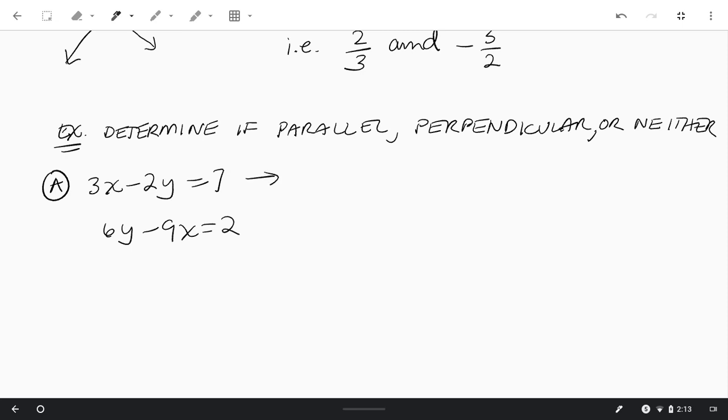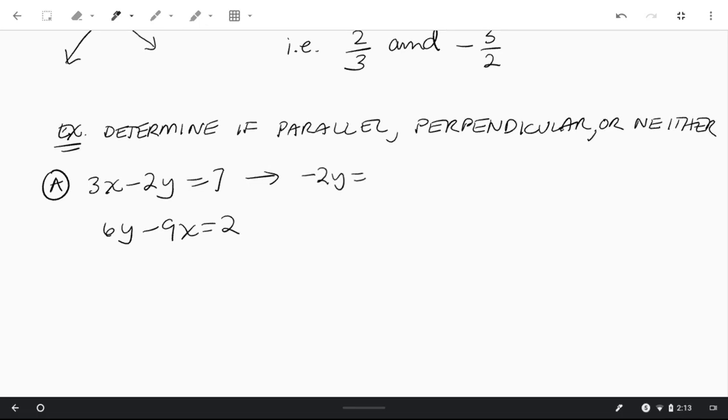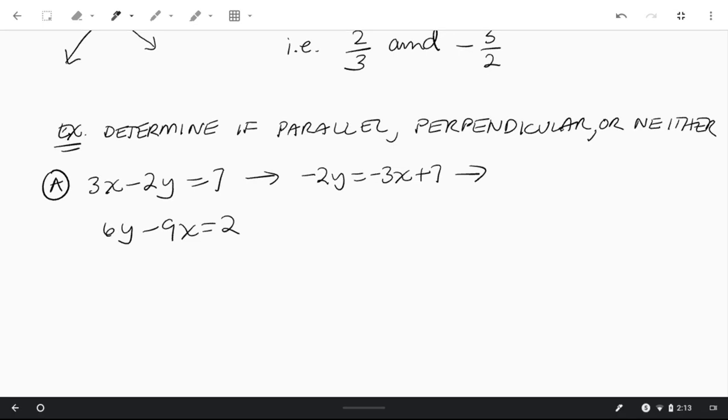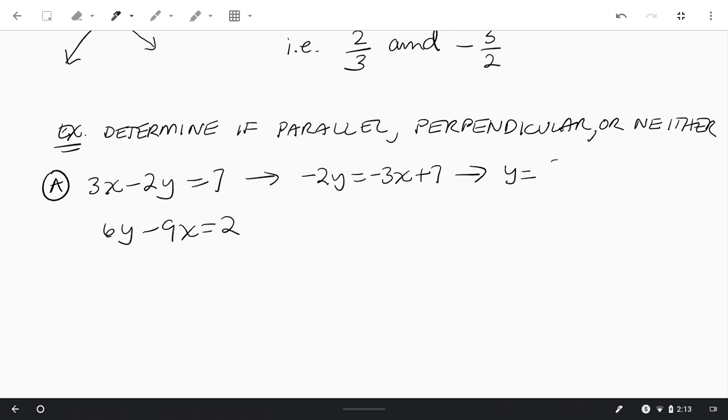So I have to subtract 3x on both sides. So I get negative 2y equals negative 3x plus 7. And then I have to divide both sides by negative 2. So when I divide both sides by negative 2, I get y equals 3 over 2 x minus 7 over 2. Okay, so that first equation, we can see here that its slope is positive 3/2.